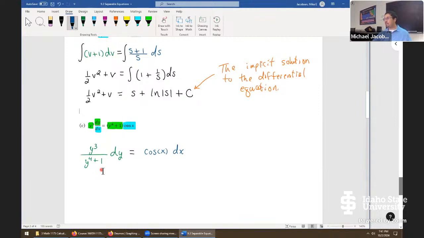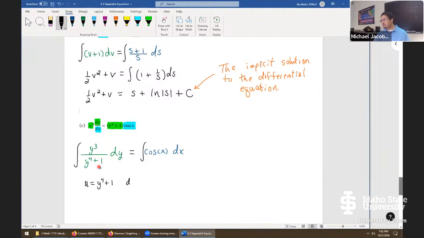Left-hand side doesn't look super friendly, but when we go to integrate that, it's not so bad. This one should be easy through an ordinary u substitution for the one on the left. The one on the right is immediate. Antiderivative of cosine is just a sine function. So let's focus on this for the moment. We have a y^4 plus 1 in your denominator, great choice for u.